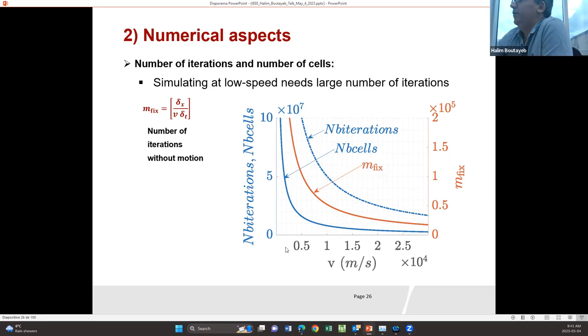So we can see that when we decrease v, we have to increase the number of iterations, the number of cells, and m fix a lot. So this is some kind of limitation. Considering very, very low speed means we need a lot of iterations and a lot of cells. So this will need a lot of computational time, so the simulation becomes very time consuming.